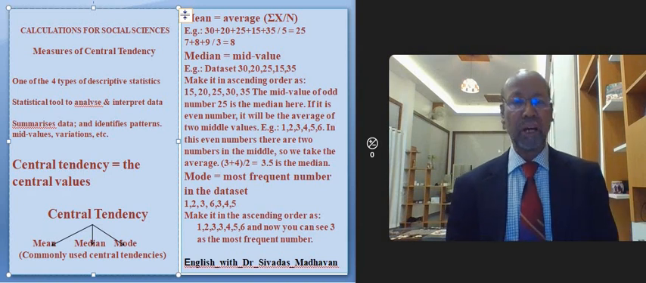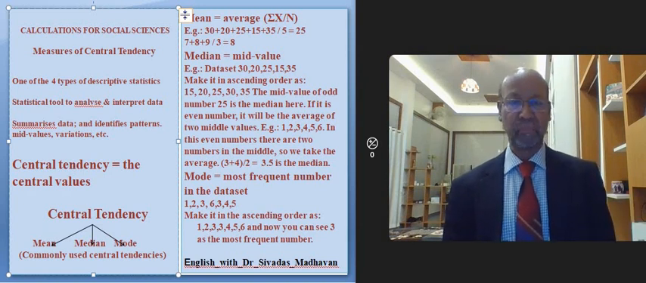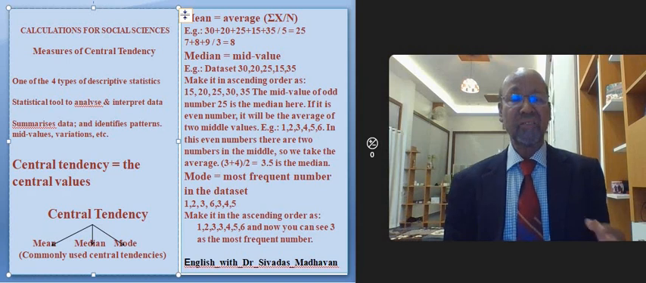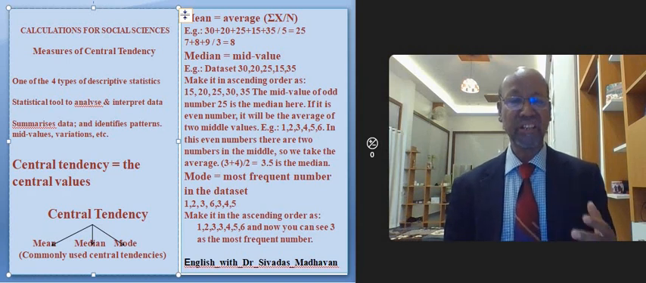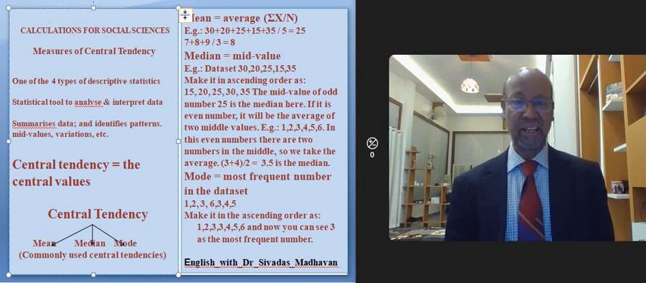Today I'm going to talk about central tendency. It's one of the 4 parts of descriptive statistics. The 4 parts are frequency, central tendency, dispersion, and position.